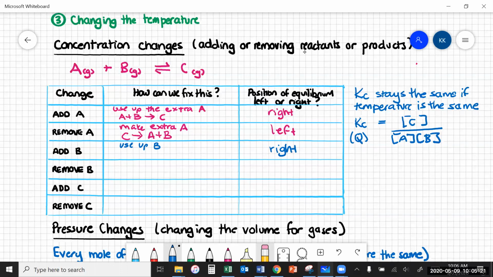What about if you remove B? Stress, haven't got enough B anymore. You need to make some more.